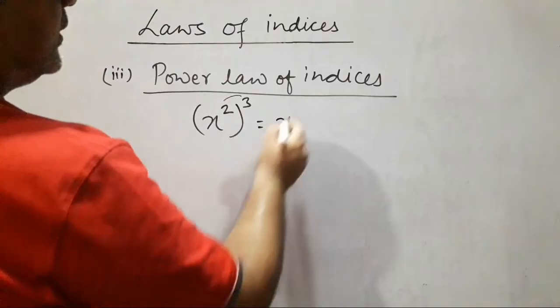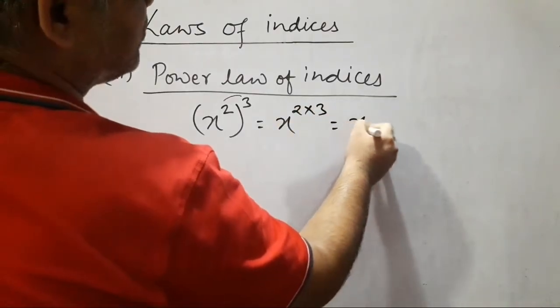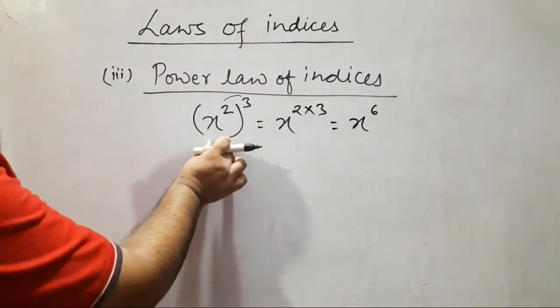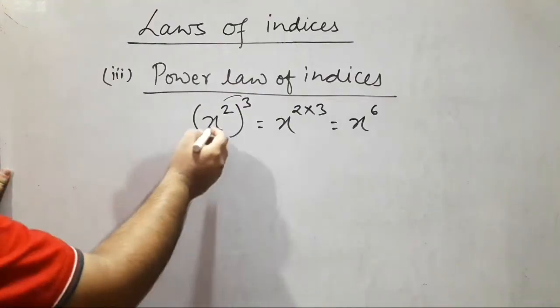We can write it as x power 2 into 3. We would get x power 6. So how did it come? Let's see. Let's remember the product law as we have studied.